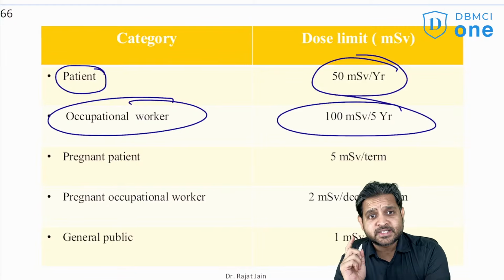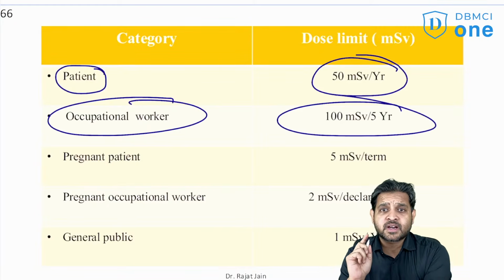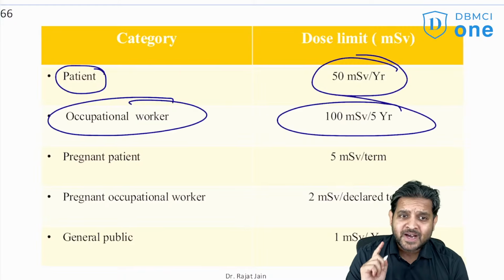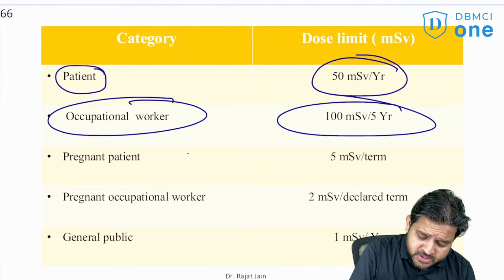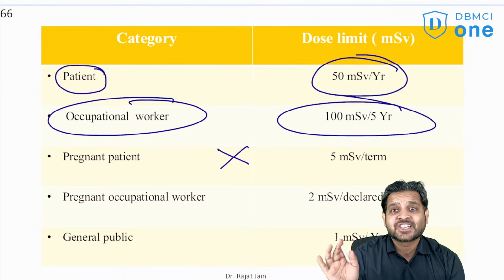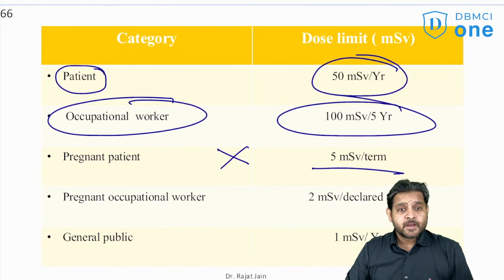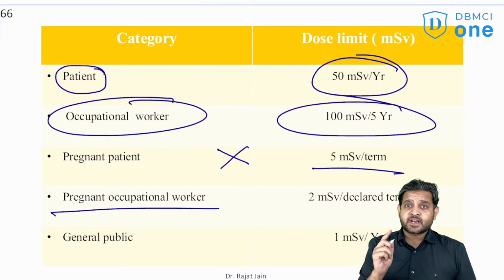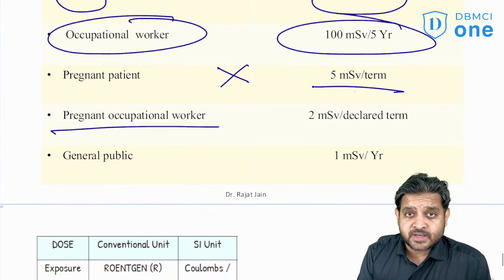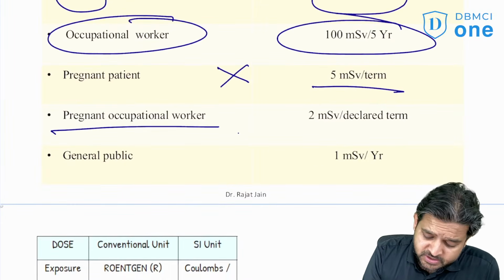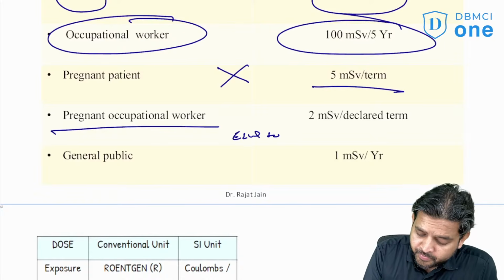So for a patient, it is yearly. For an occupational worker, the cumulative dose is for 5 years, right? A pregnant patient ideally should not be given any radiation, but if you have to remember a value, it is 5 millisievert per term. Whereas for a pregnant occupational worker, it is 2 millisievert for the female, which is equal to 1 millisievert to the fetus.